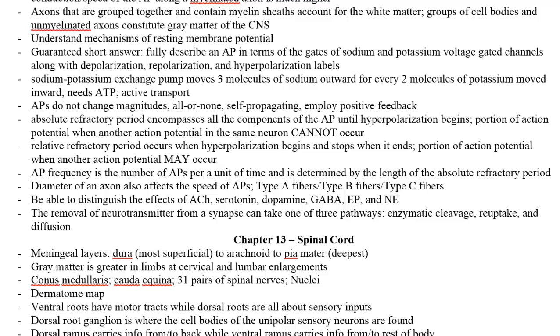The type B fibers are lightly myelinated, medium diameter fibers, and these are associated with the autonomic nervous system. Perhaps some of the more important information coming from the autonomic nervous system, you might think of things like sharp pain that would be conducted in type B, maybe type A fibers as well.